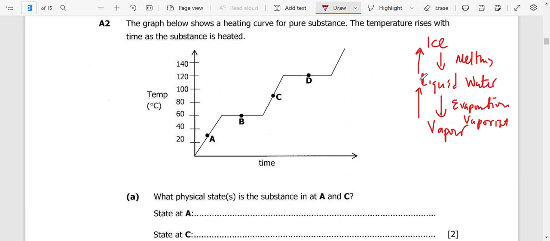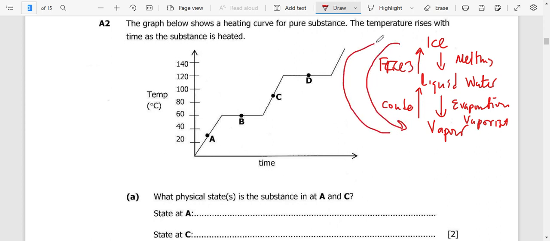So the change of vapor to liquid, what do we call it? Condensation. And then the change of liquid to ice? Freezing. What of the direct change from ice to vapor or from vapor to ice? What do you call that? Okay, it is called sublimation.